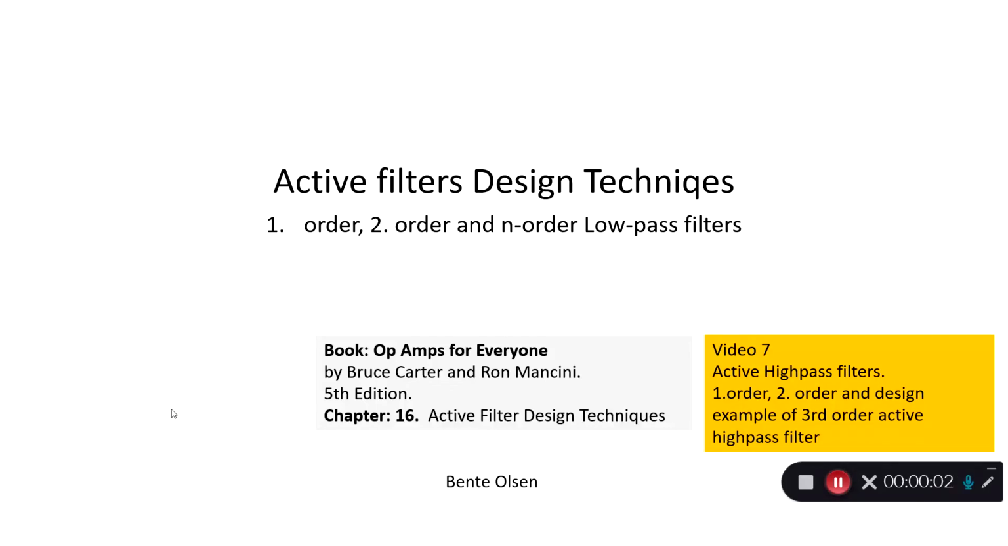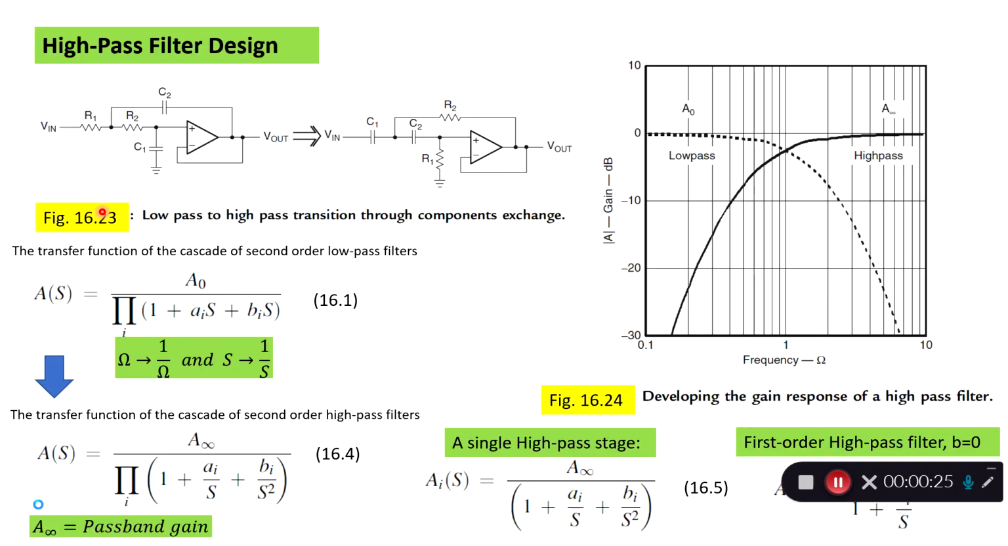Welcome to this video number 7 about active high-pass filters. We'll look at the first order high-pass filter, the second order high-pass filter design block, and then look at the design of a third order active high-pass filter. But first I will take a laser pointer so that you can follow, and then we'll start.